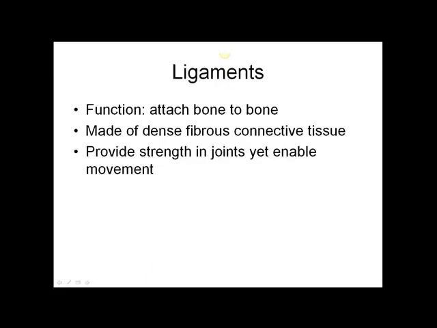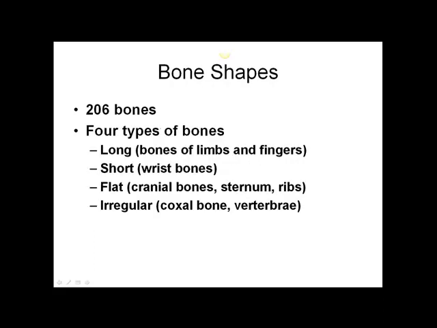Ligaments. These attach bone to bone. Don't get it confused with tendons, which attach muscle to bone. These are made of dense fibrous connective tissue, and they provide strength. They are flexible, but they hold the bones together so they don't go flying off. Then we're going to talk about bone shapes a little bit.